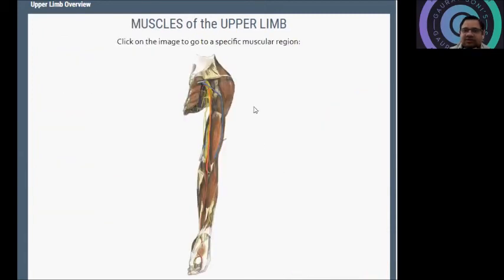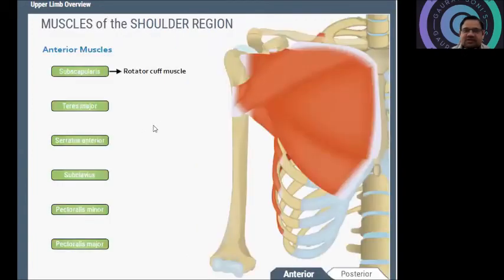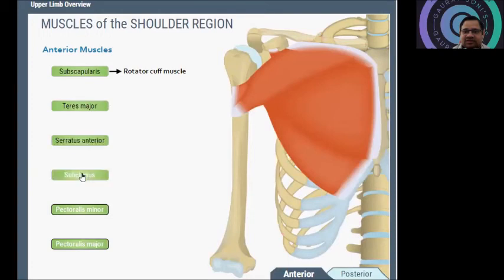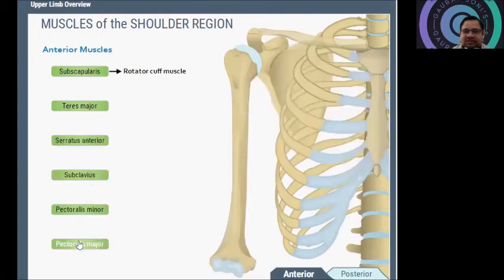Next, we'll talk about the muscles of the upper limb. So this is the shoulder region, arm region, forearm region, and hand region. And everywhere certain groups of muscles are there for a particular type of movement. One by one we'll see it. So these are the muscles of the shoulder region. As you can see, first we'll see the anterior side.